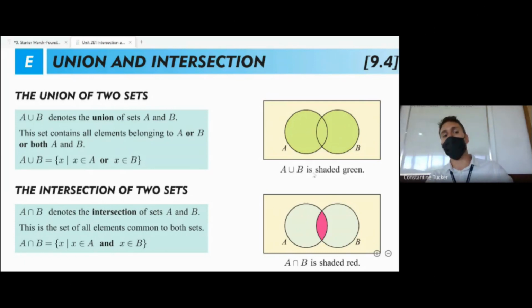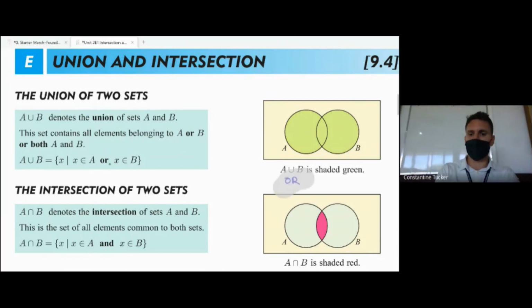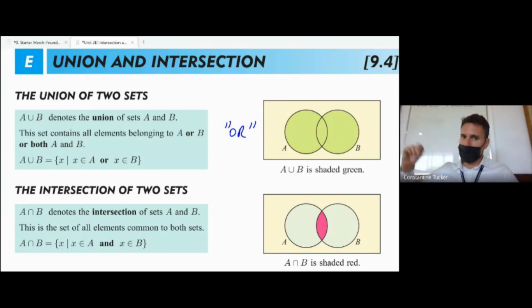Okay? The word associated with the union is the keyword or. So, for example, if I were to say, during the Easter break, I will be in Rio de Janeiro or in Fernando de Noronha. In that case, I would take a map and I would color all of Rio de Janeiro and I will also color all of Fernando de Noronha.